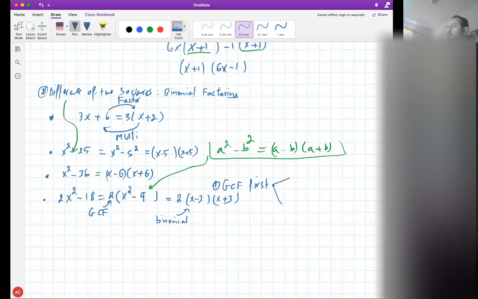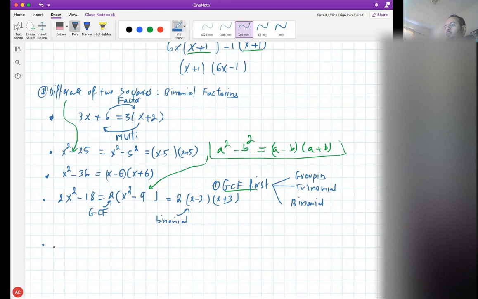And then after the GCF, then you might try either grouping. You may try grouping. You may use trinomial. Or even binomial, just like this example here. But again, you need to try the GCF first. That's what you have to factor first. Factor that out first, then you might need to factor again after the GCF.